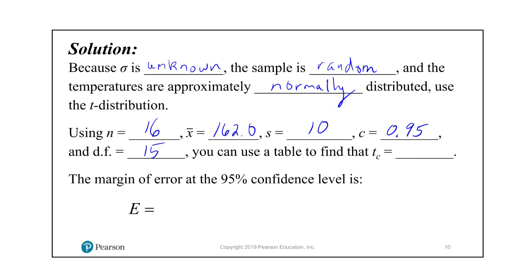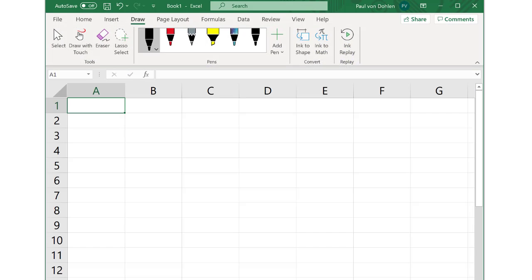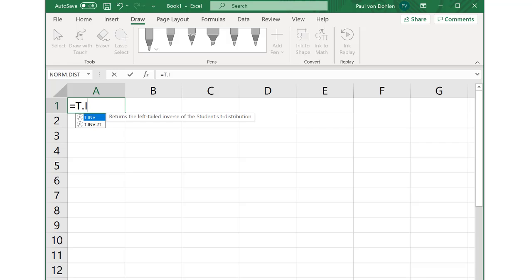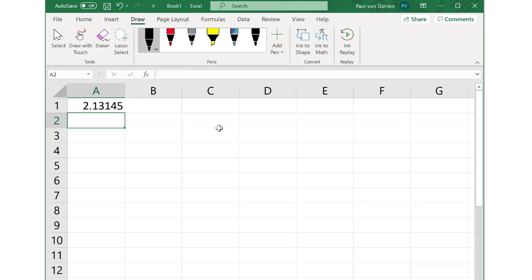Now, we're not actually using a table, we're going to use Excel. We have a degrees of freedom of 15, and again, our confidence level of 0.95 is a probability of 0.05. So let me bring up here and say equals T.INV.2T, the two-tailed inverse, 0.05 and 15, 2.131. So we'll go with 2.131.